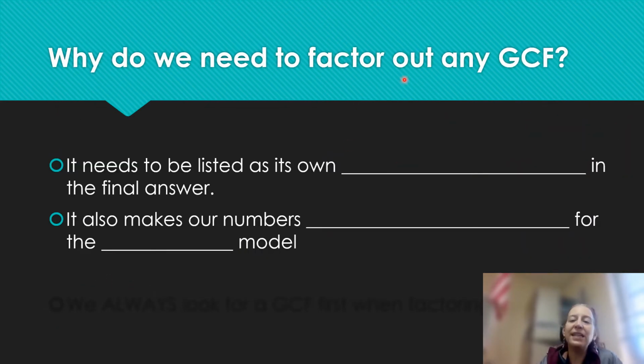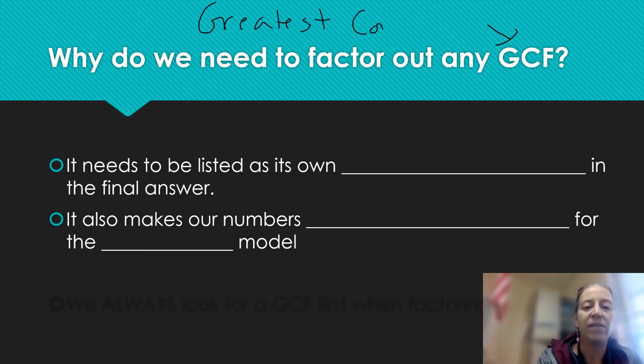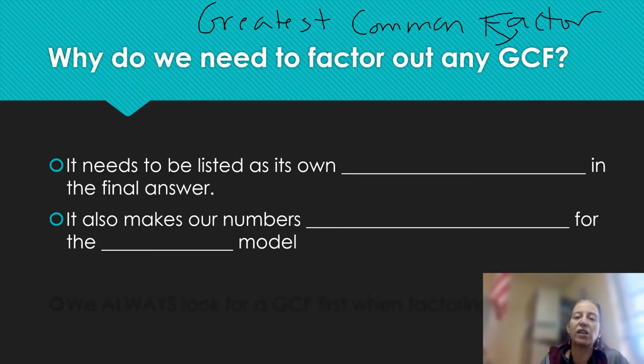So why do we need to factor out any GCF? If you're wondering, what does GCF mean? GCF stands for greatest common factor. And hopefully that makes a little more sense to you now that we've really talked about what factors are. Factors are things that are multiplied. So the greatest common factor is the biggest thing that is multiplied into many different things. So the biggest one that they have in common.